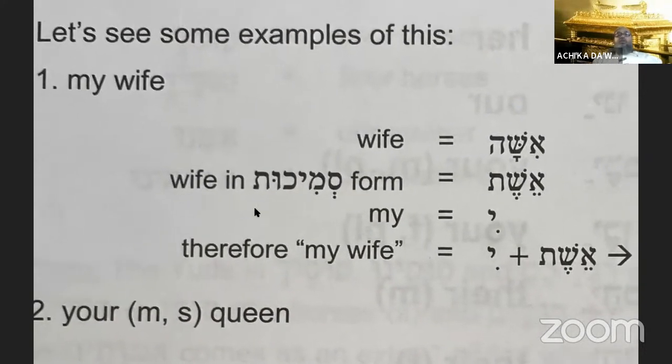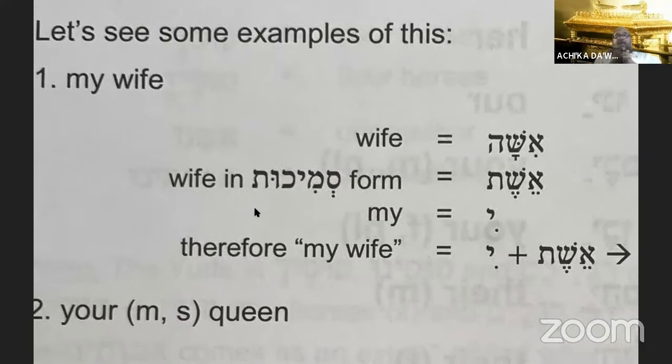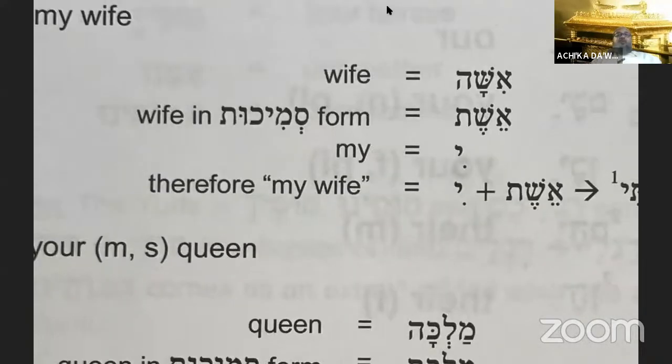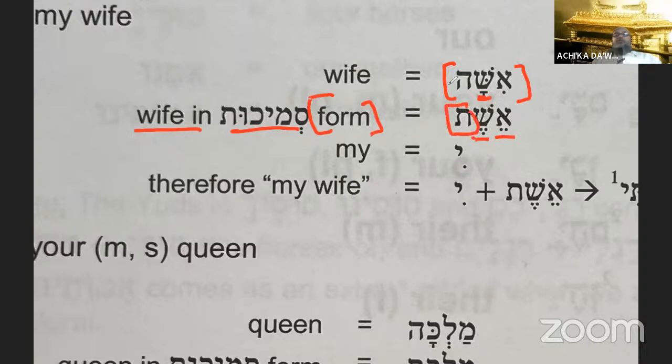Say you have my wife. So a wife by itself, before you make it my wife, oh, I accidentally touched that, forgive me, guys. The word is isha. That's a wife. Wife in the semicolon form, meaning a form that I need to change it to, is going to be changed to esheth. So the vowels are going to change at the bottom, and this letter right here is going to be converted from a hey to a tav.